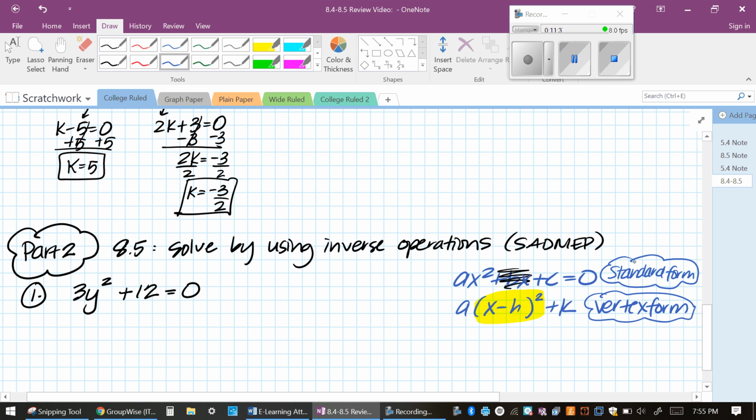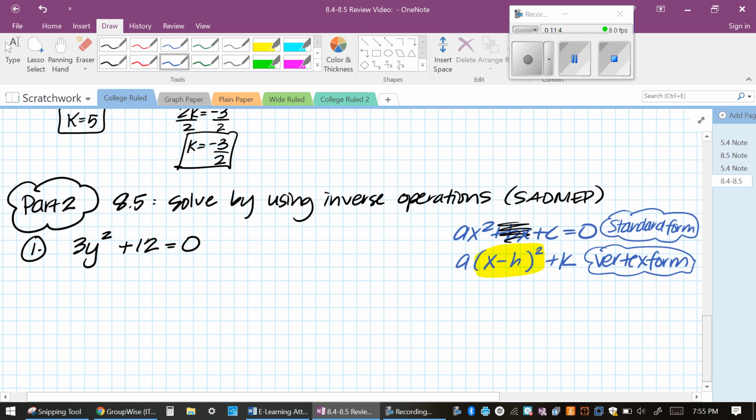Okay, so that's when you're allowed to use SADMAP. Now the goal of SADMAP is to cancel subtraction and addition first. So I'm going to go ahead and cancel that. And your job is to get that variable isolated or by itself. So at this point, I am using SADMAP.